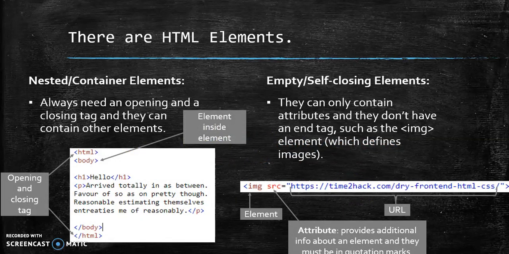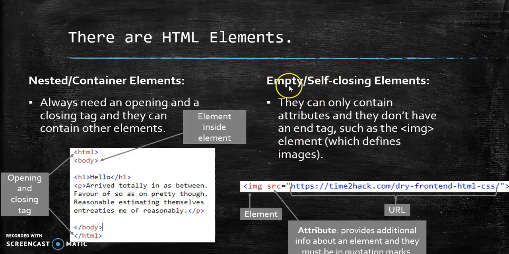Now we'll move on to the HTML elements, and there are two types. The first one would be nested or container elements, and these always need an opening and a closing tag, and they can contain other elements. So as we can see, there is an opening and then a closing HTML tag, and inside of it there is another element called body.